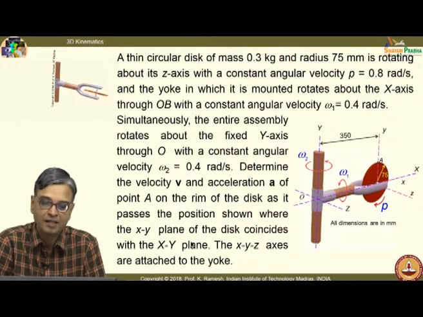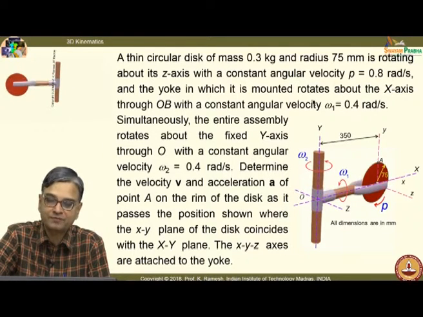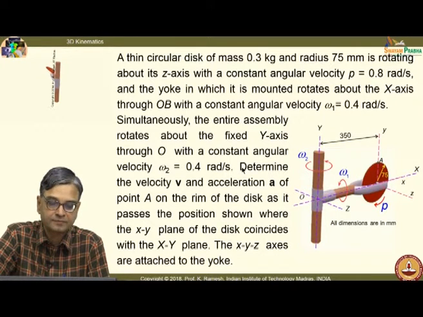Okay. And you are also given the values of these velocities. The spin velocity p is given as 0.8 radians per second. Both omega 1 and omega 2 have 0.4 radians per second. So, you are asked to find out the velocity v and acceleration a of point A on the rim of the disc as it passes the position shown.